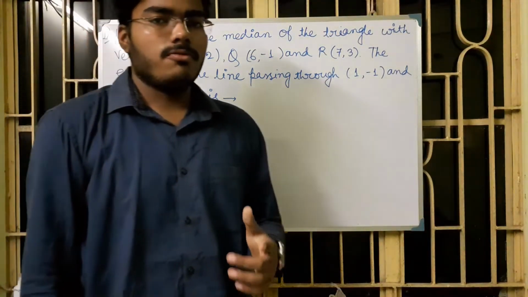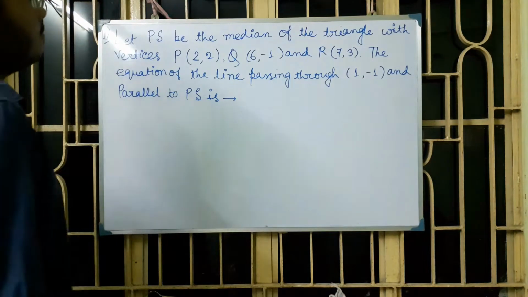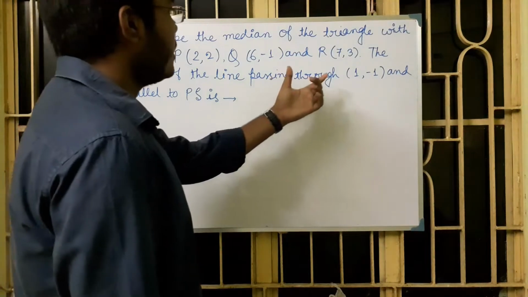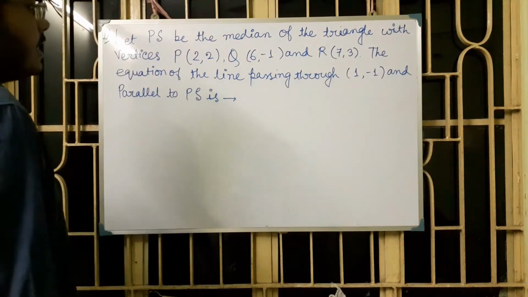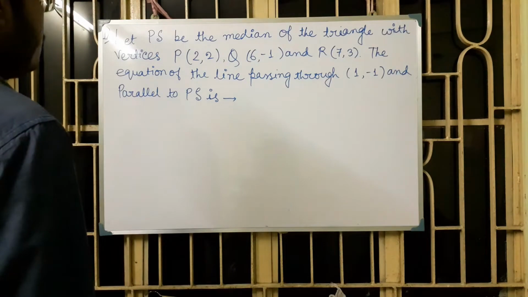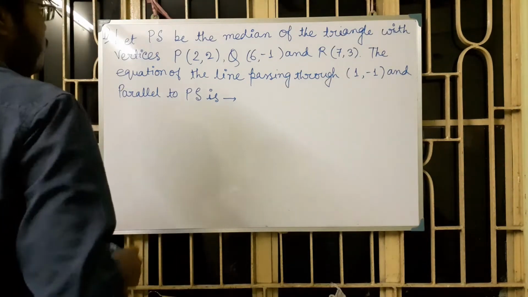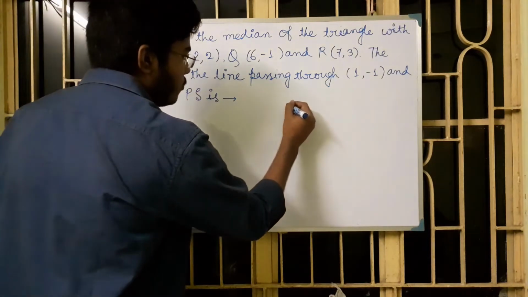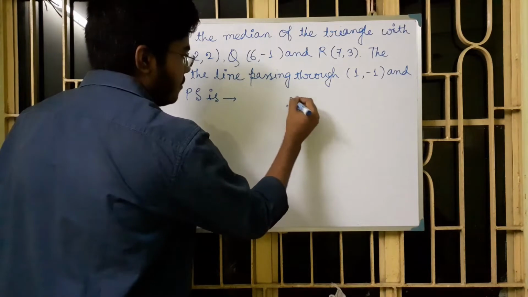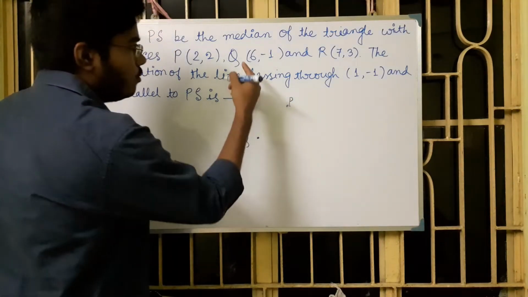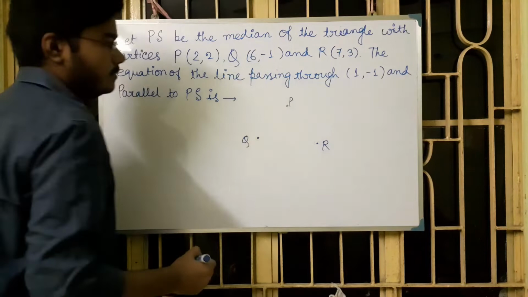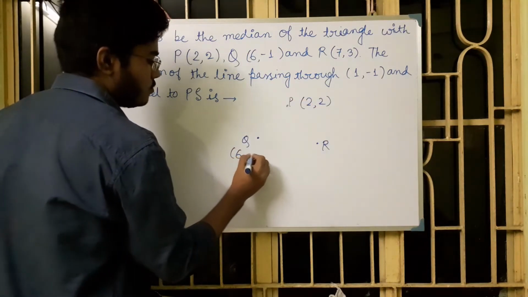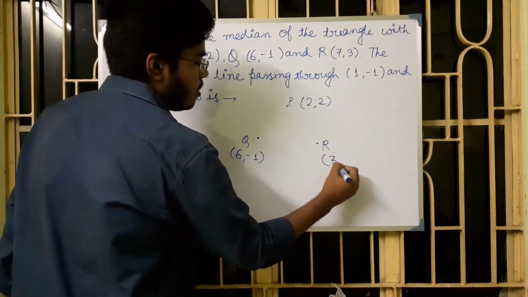So the first problem of the session is: let PS be the median of the triangle with vertices P(2, 2), Q(6, -1) and R(7, 3). The equation of the line passing through (1, -1) and parallel to PS is. So in this problem, let this be point P, this is point Q, and this is point R. So P is (2, 2), Q is (6, -1) and R is (7, 3).